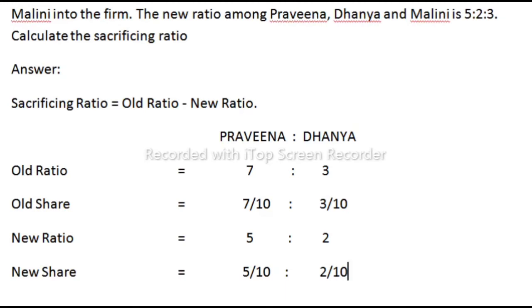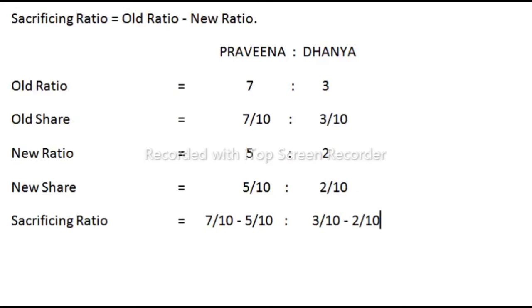Now using the formula of the sacrificing ratio, we are going to calculate for Praveena and Danya. So according to the formula, sacrificing ratio is equal to old ratio minus new ratio. I've taken the share, that is the proportion, as fractions. So 7/10 minus 5/10 for Praveena, which is the old share minus the new share. Likewise for Danya, it is 3/10 minus 2/10.